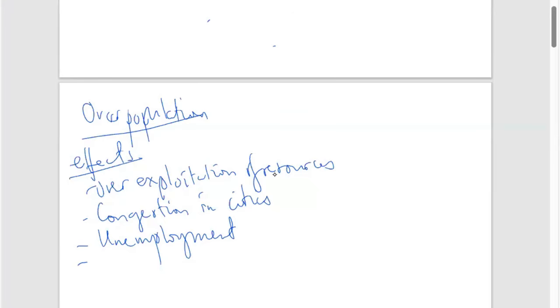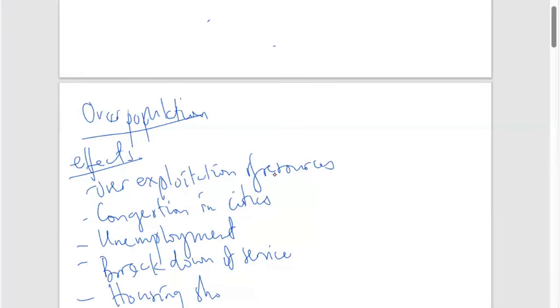We can have breakdown of services. Services like water supply and electricity supply are overburdened. As a result, they cannot be effectively functional. We look at housing shortages. Those are typical problems.